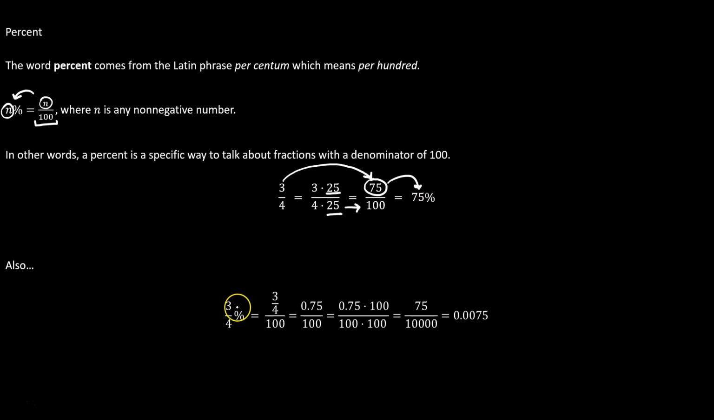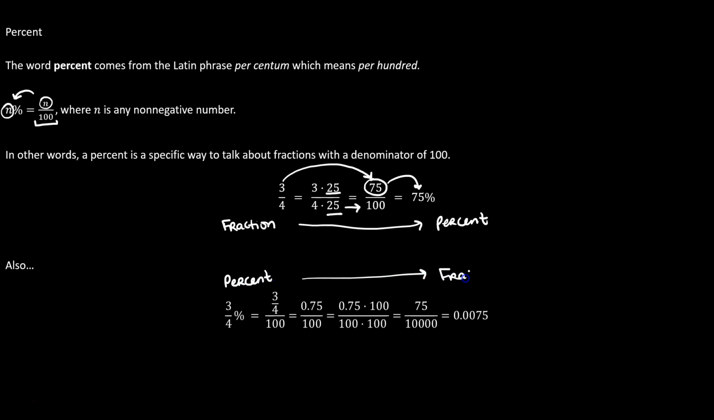If, however, we were starting with a percent, so notice that example we just did was a fraction converted into a percent. If we were to go from a percent to a fraction or decimal, it's a slightly different process.